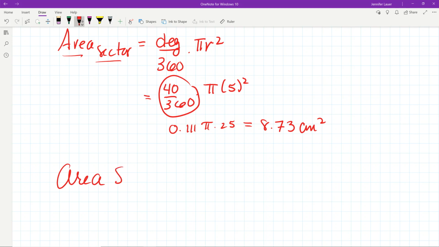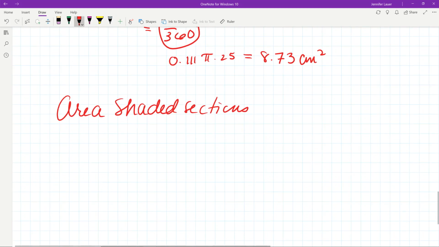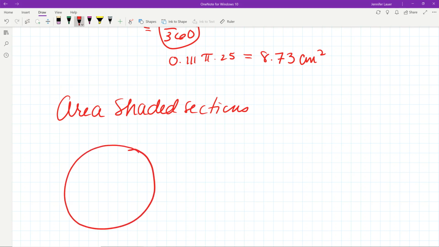I wanted to touch on that, but what I really want to get into is area of shaded sections. In Saxon, you run into some problems that look something like this. Let's do this one. This one looks a little complicated. So we have a circle here, and this is going to come across like this, and we have a triangle here.